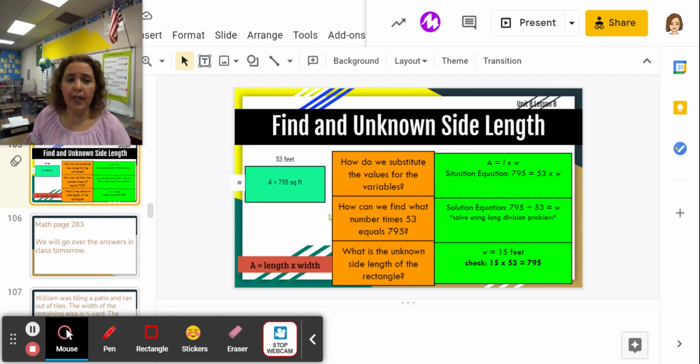Okay, we know the area, so I know that I need to divide, right? So I need to divide 795 by 53, and I'm not going to do the math here because you should know how to do that by now, since we've already covered that. But if you divide 795 by 53, you will get 15, okay? So to find an unknown, we just divide, right? Because if we know the area, and we have the length, and we need to find the width, then we need to divide, okay?